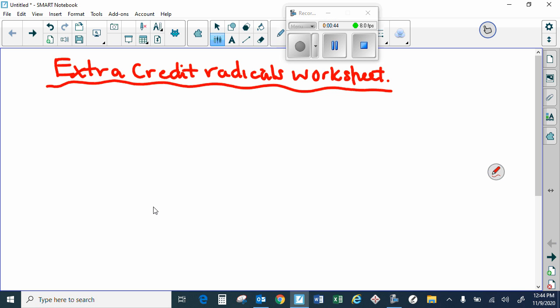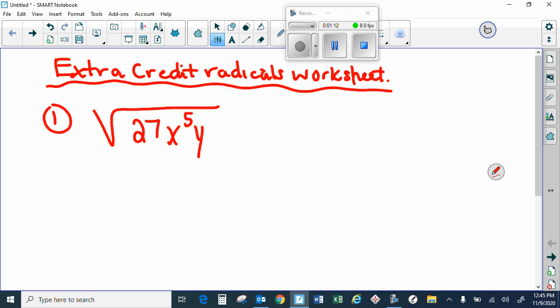Okay. The first part is just simplifying radicals. You've done that. You just did a worksheet on division of radicals and rationalizing the denominator, also of multiplying radicals. A new piece would be if I have variables in it. Square root of, say, 27 x to the 5th, y to the 12th.